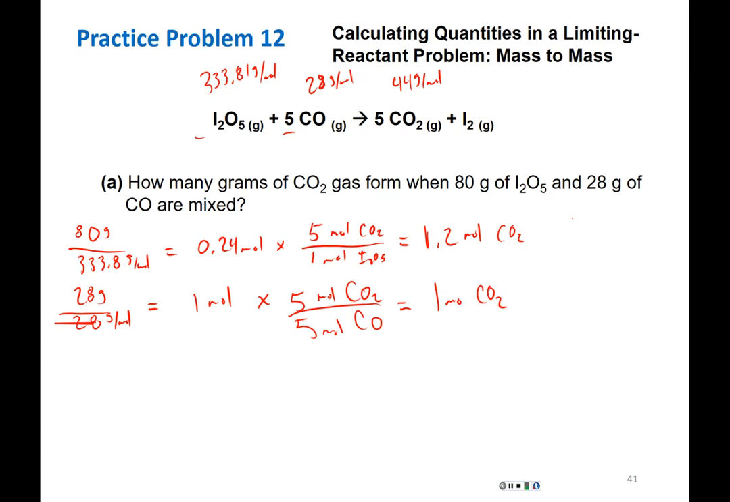But it's important to take this all the way through, how much product can be produced by each of those numbers, right? So CO is limiting, so we're going to use this number in the rest of our calculation. If we have 1 mole of CO2 and we multiply that by 44 grams per mole molecular weight, what we'll get is 44 grams of CO2 can be produced.